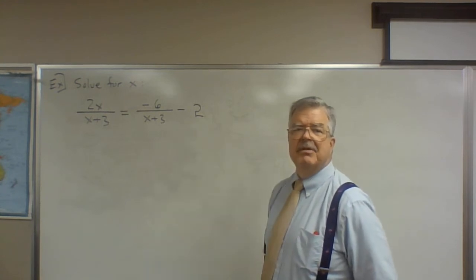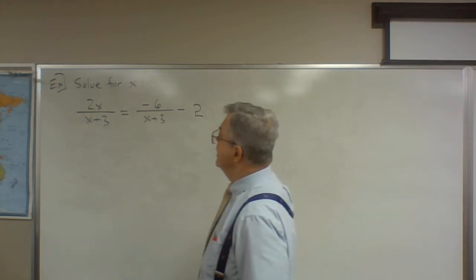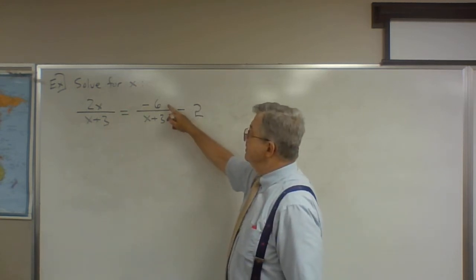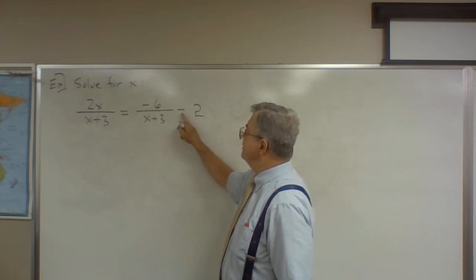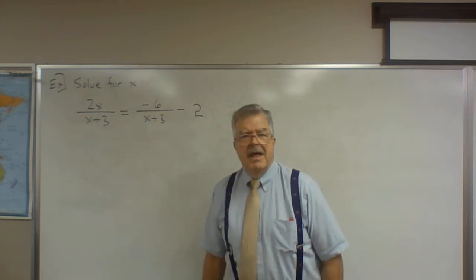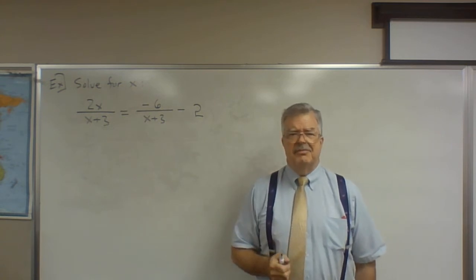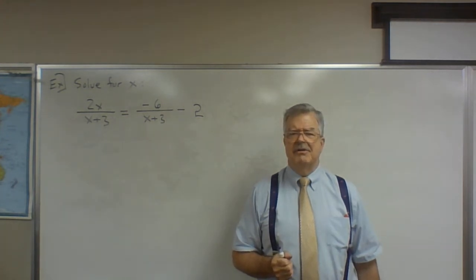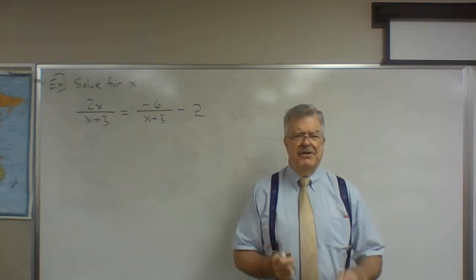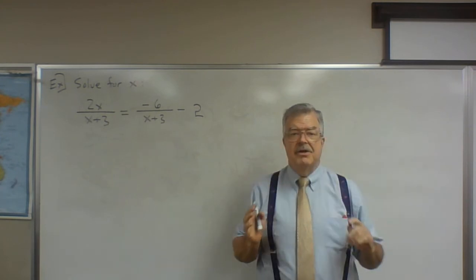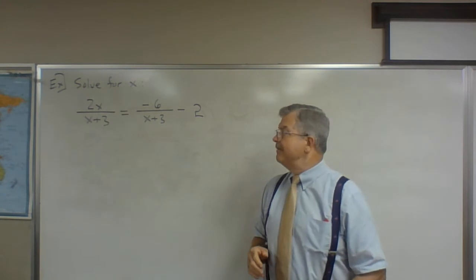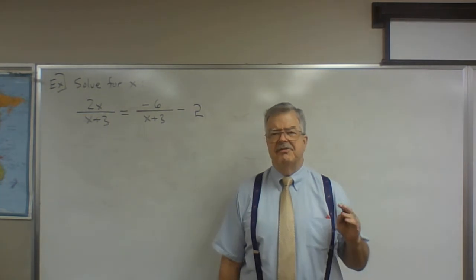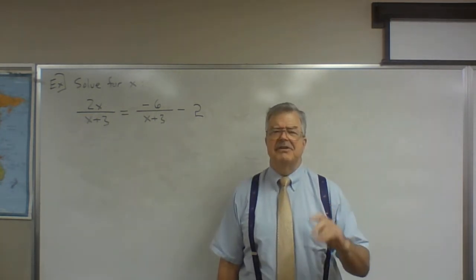Here's our first example. Solve for x. And here's our equation. 2x divided by x plus 3 equals negative 6 over x plus 3 minus 2. And remember at the end of the first class we said there's something that we should do when we're solving an equation before we even attempt to solve it. And what we do is we find the restrictions on the variable. X is our variable. Are there any restrictions on what x can be or what x can't be?